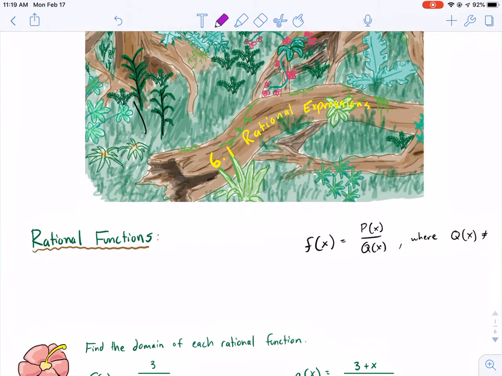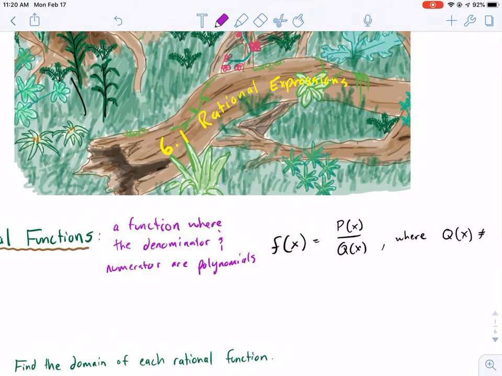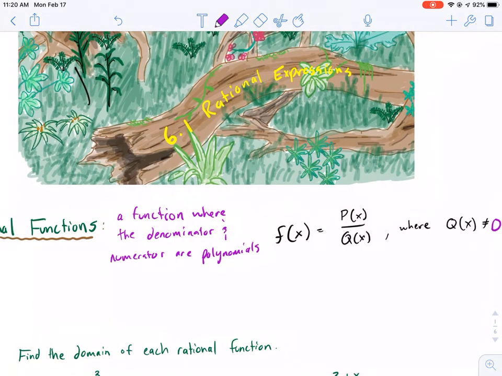That's simply a function where the denominator and numerator are both polynomials, okay? So if we have some division with polynomials, we have p of x over q of x. So q of x cannot equal 0, because if we divide by 0, then that means it is undefined. So we can't have that, okay?